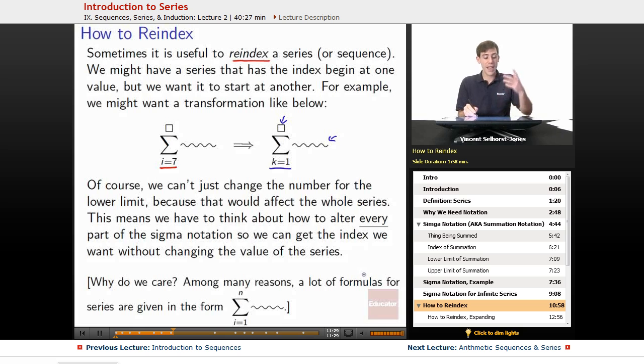Now, of course, we can't just change the number of the lower limit. If we just went and changed the lower limit, that would affect the whole series.